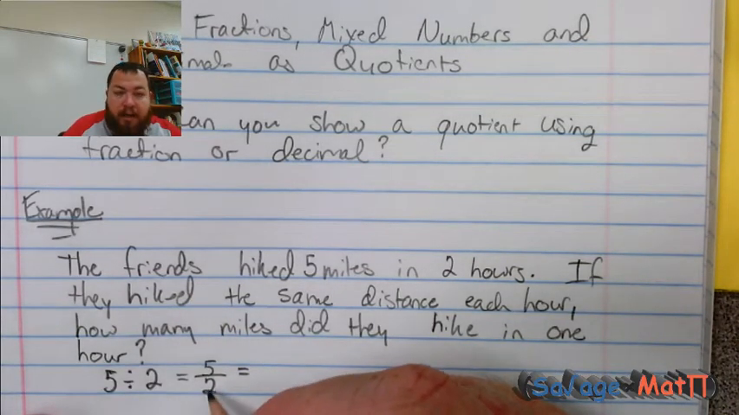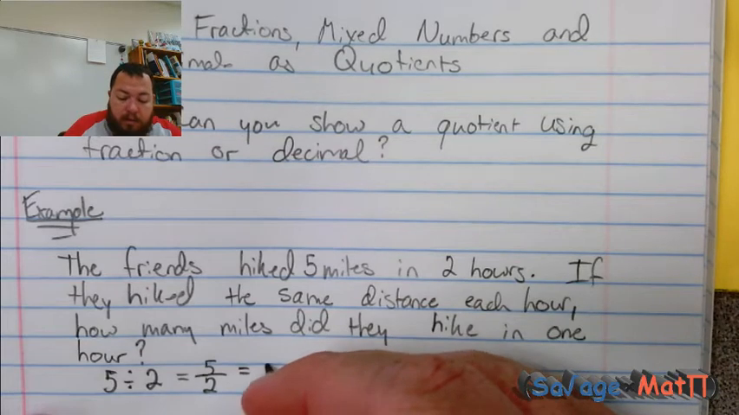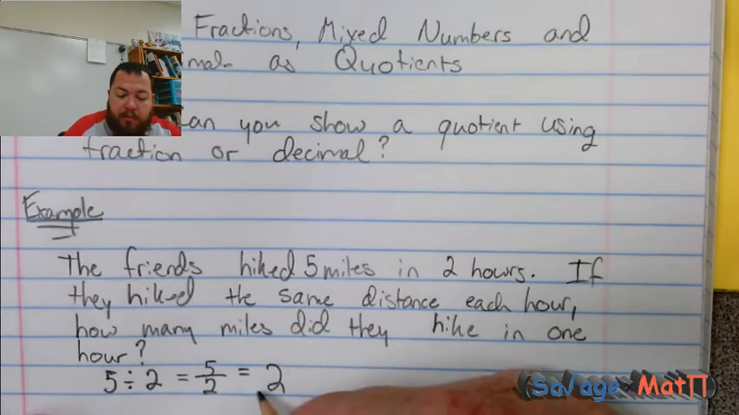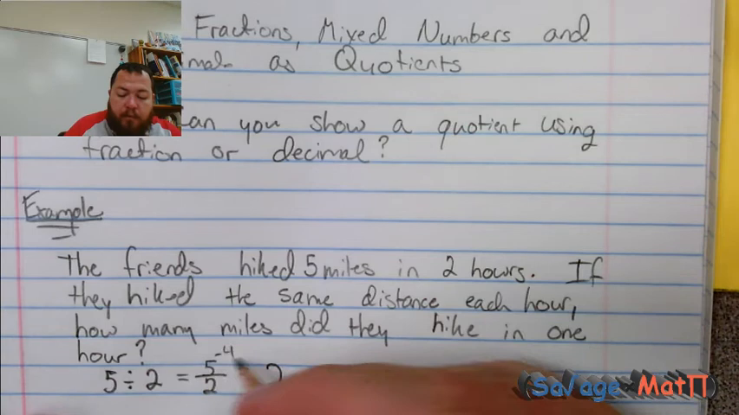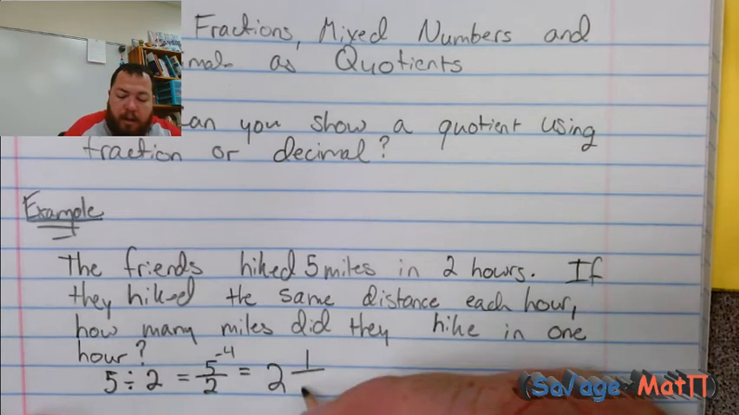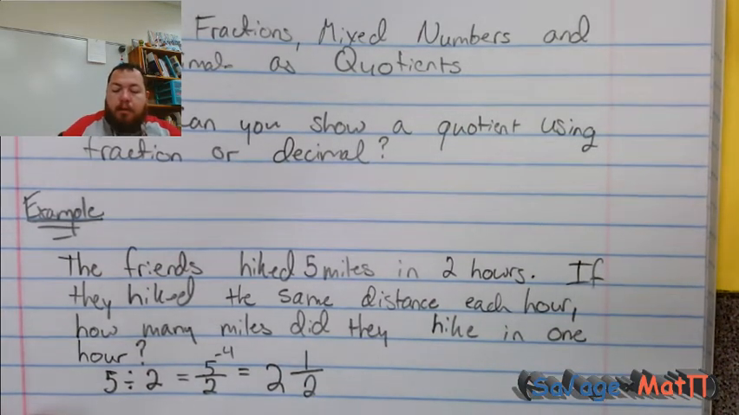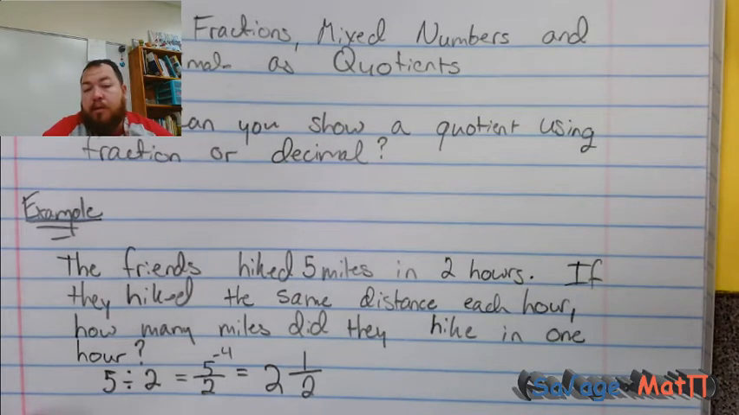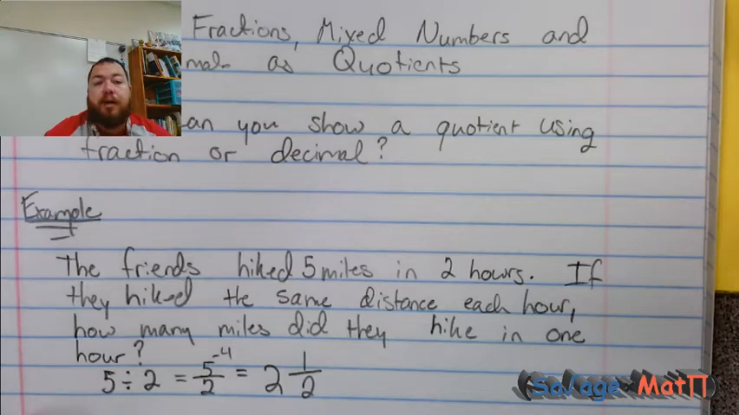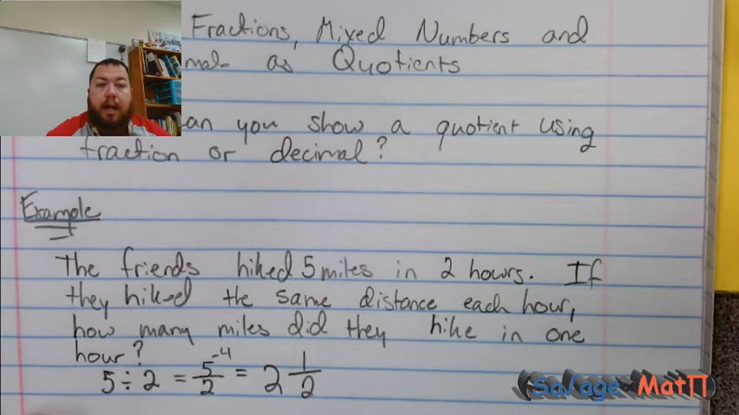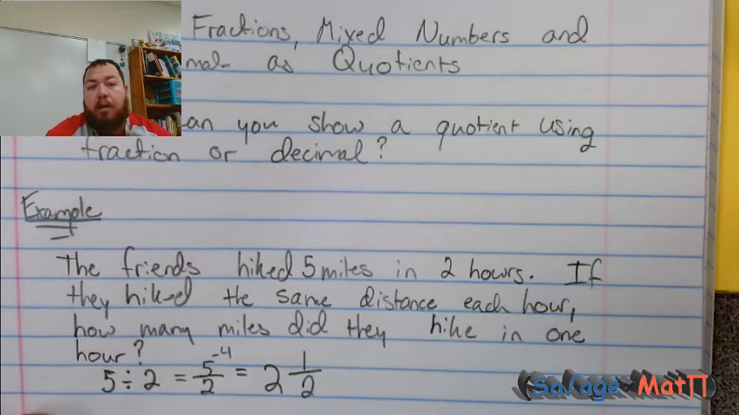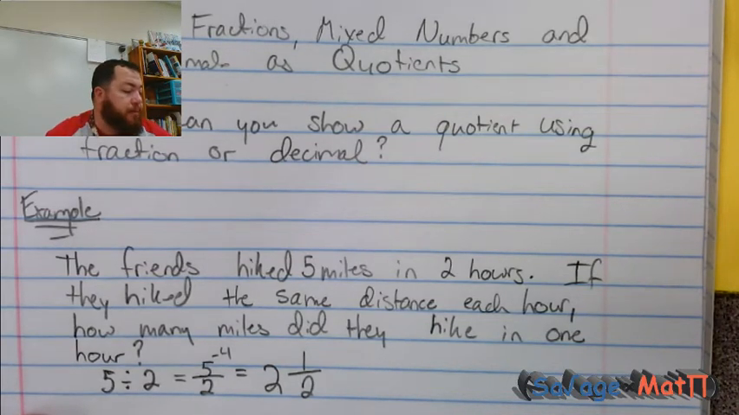Now I know 5 over 2 is an improper fraction, so I need to turn that into a mixed number. 2 goes into 5 2 times, which is 4. So I'm going to have 2. Remember how we do 2 times 2 is 4, and then 5 minus 4 would leave me with 1/2. So I know that the friends walked 2 1/2 miles per hour, because in 2 hours they walked a total of 5. One way I can check my answer is I could double 2 1/2. I can add 2 1/2 plus 2 1/2, or I could do 2 1/2 times 2.